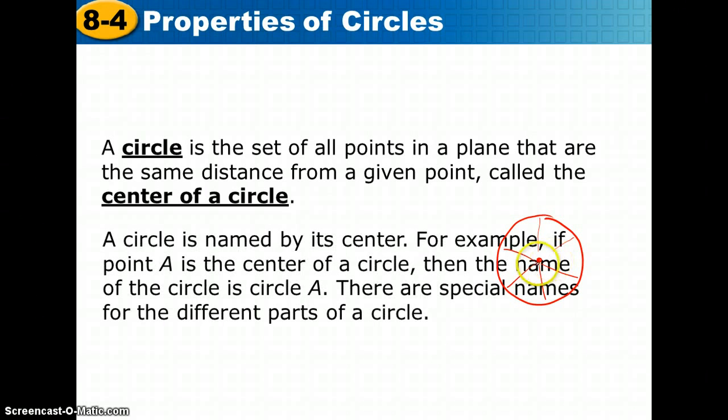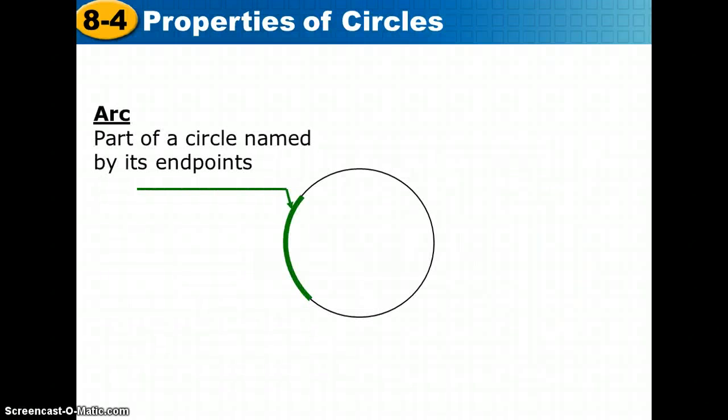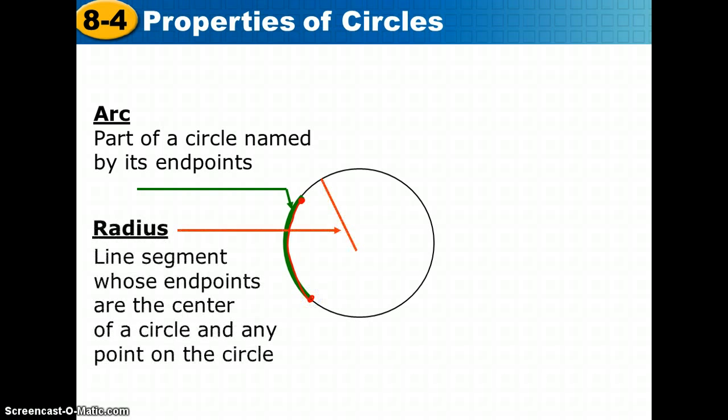So all the points on my circle are the same distance from my center. And we're going to name our center A. So this would be called circle A. So there's my circle. And we have different parts of a circle. The first one we're going to talk about is an arc. It's named by endpoints, but it stays on the circle. It's on the outside of the circle. It does not go into the circle.